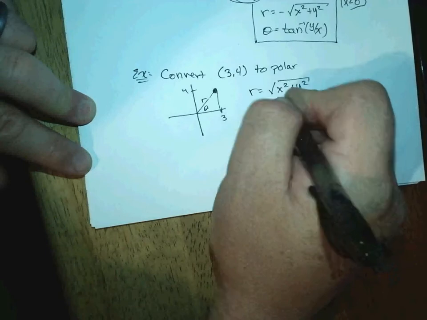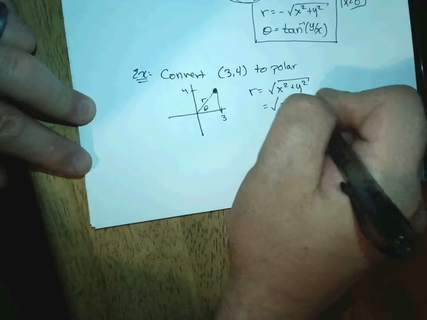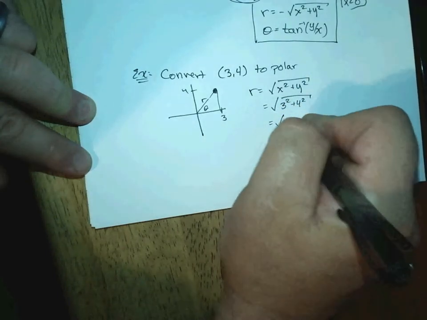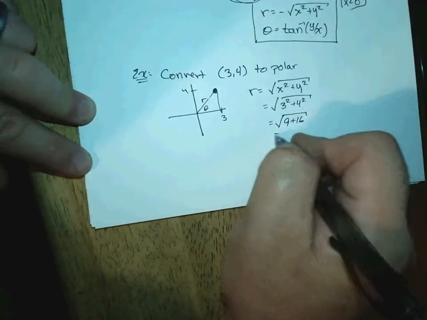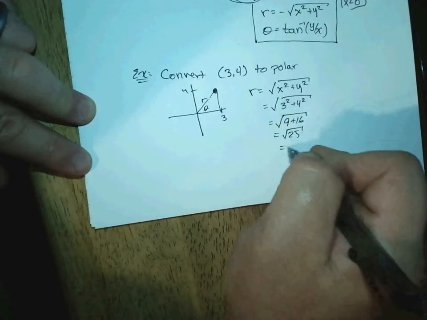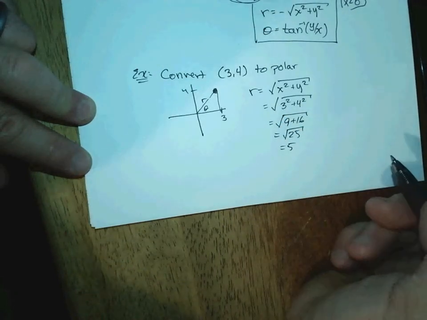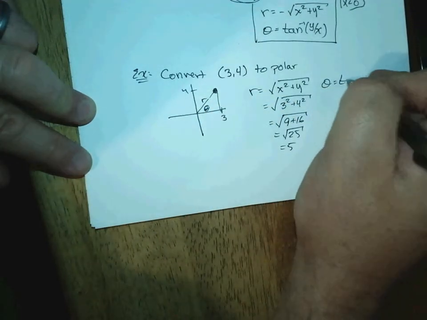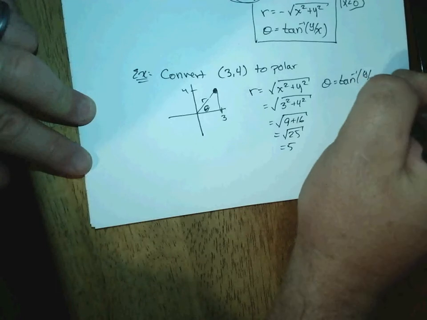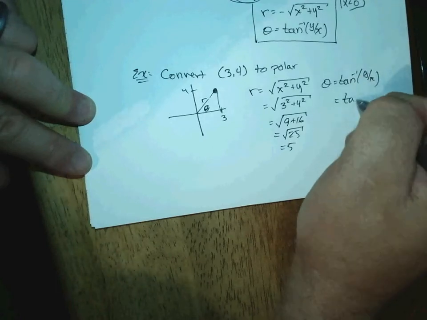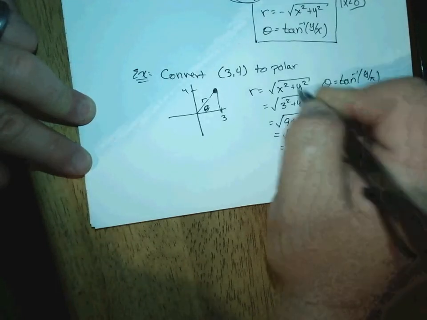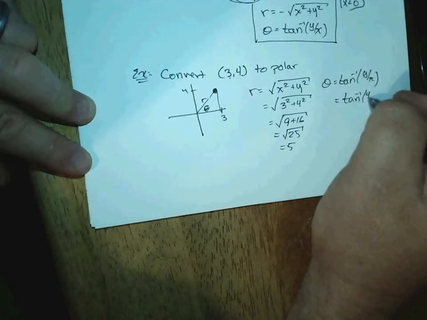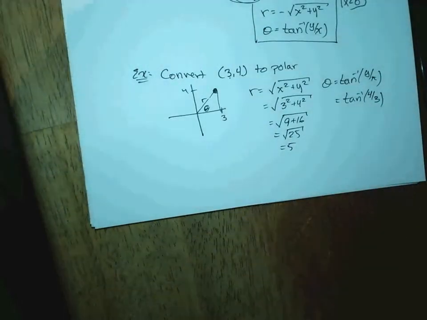Well, r again is the square root of x squared plus y squared. So that's the square root of 3 squared plus 4 squared. That's 9 plus 16 under the square root. And I get, of course, r to be 5. Now, what about the theta? Theta is the inverse tangent of y over x, where y is 4 and x is 3.